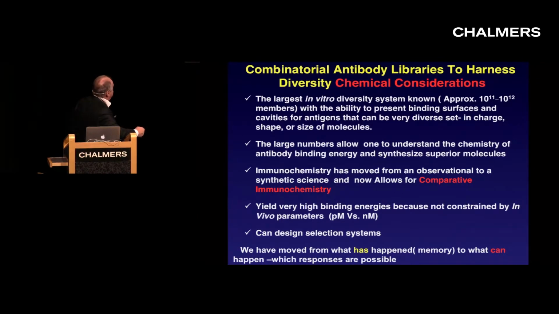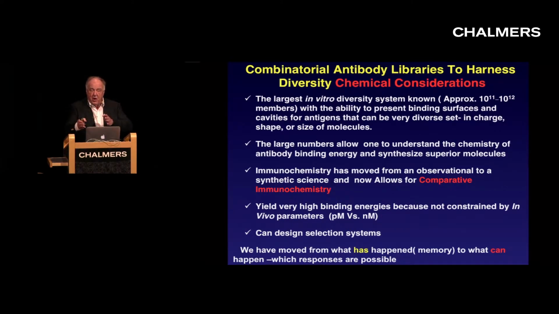As you will see, the use of the large numbers allows one to understand the chemistry of antibody binding energy and synthesize superior molecules. This is very important. Immunochemistry then has moved from an observational to a synthetic science and now allows for comparative immunochemistry. If you've got two hybridomas, you can't do comparative immunochemistry. These molecules that you select usually have very high binding energy, picomolar to nanomolar, sometimes femtomolar. And the reason is, we can talk about it later if you like, they're not constrained by parameters that control things in vivo. Basically, everything in the immune system is yin and yang, everything.